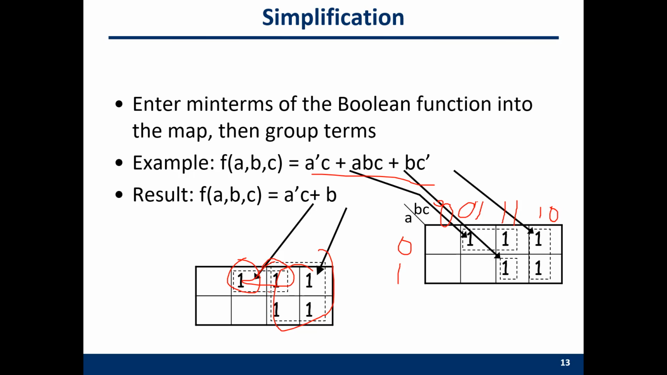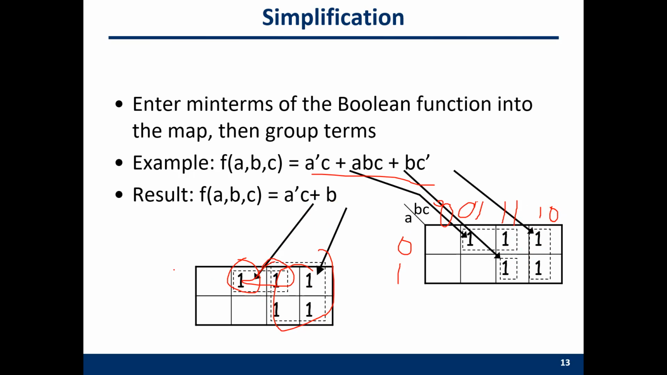For example, for this 4, B is always 1. C can be 1, C can be 0, so we have no C. A can be 0, A can be 1, so we have no A. So we only have a B. So this size 4 group is equivalent to B. And this group can be written as A bar C.